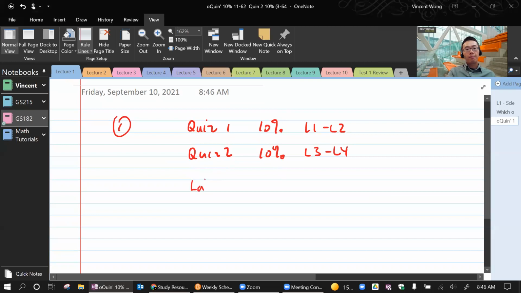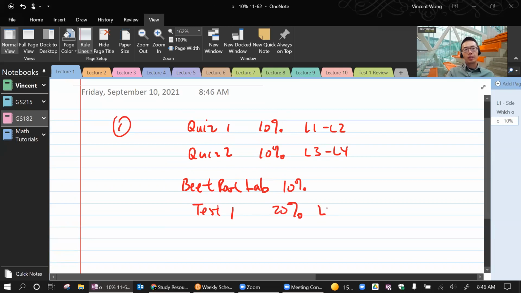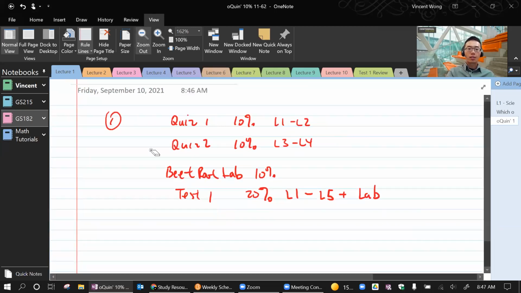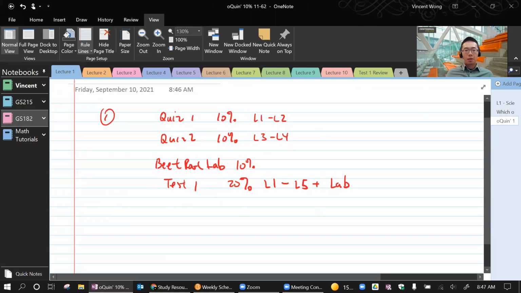And then we will have a lab, okay? The first lab that you will do is the beetroot lab. These are virtual labs, so you do not have to come to campus. I'll show you where the labs are in a bit. That is also worth 10%. And then you will have a test, test number 1. Test 1 is 20%, which would be lecture 1 all the way to lecture 5 plus the lab. That is the first half of the course. And after the test, you can forget all about it, because the second half is going to be non-cumulative.